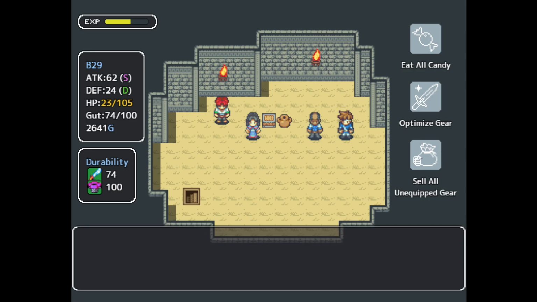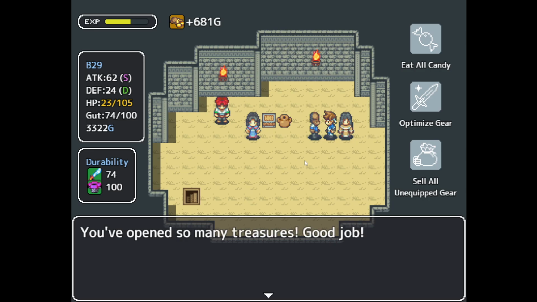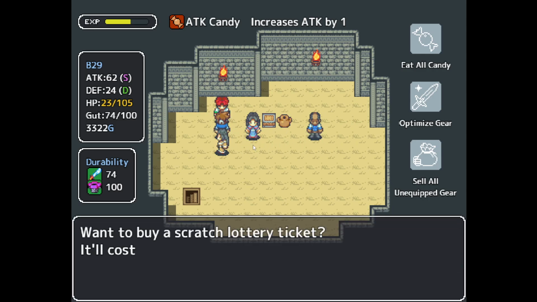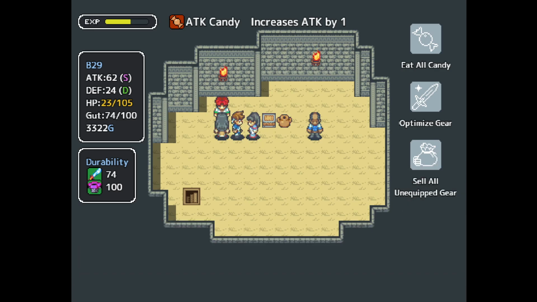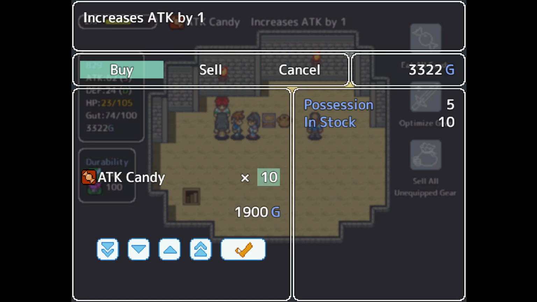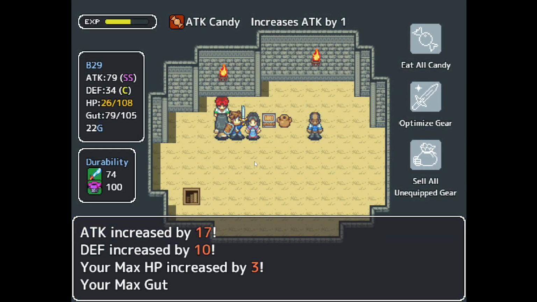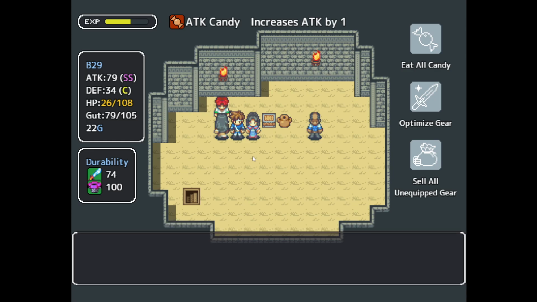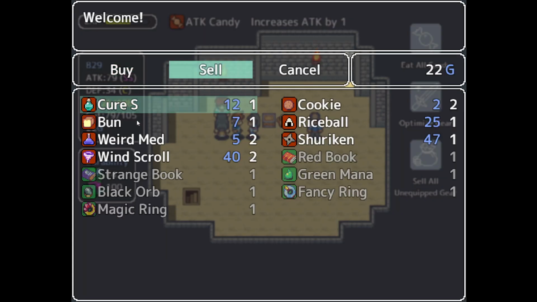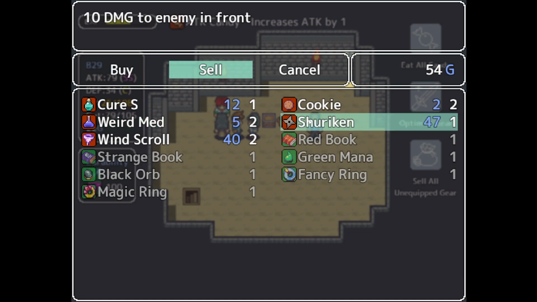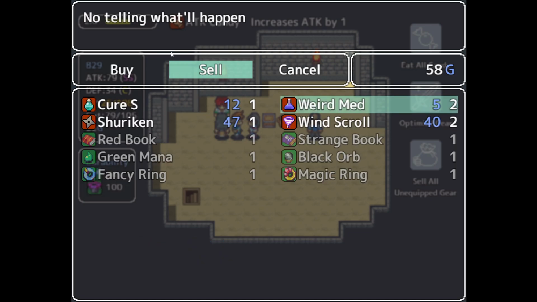Alright. Optimize the gear, sell the unequipped stuff. Cool. 90 treasures. What do you want? Nah. Bye. Are you sure that was a good idea? For what? Now, can you heal? Okay. We don't need gut, so we can sell that. We don't need gut. We can sell that. And we don't need gut, so we can sell these.